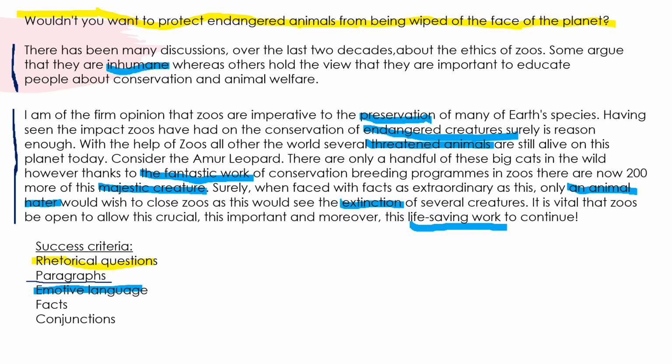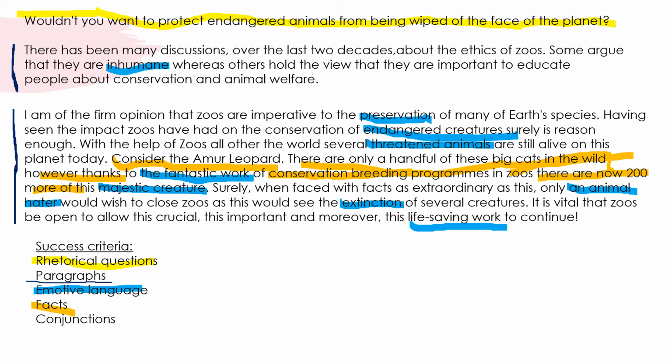Okay, now I've only got one paragraph here, so I only really have one fact. But it's this: consider the Amur leopard. There are only a handful of these big cats in the wild. However, thanks to fantastic work of conservation breeding programs in zoos, in zoos, there are now 200 more of this majestic creature.